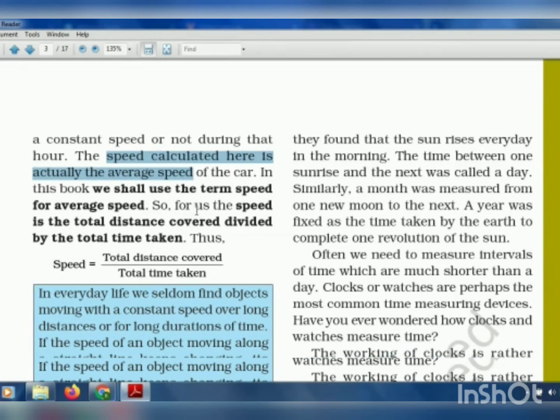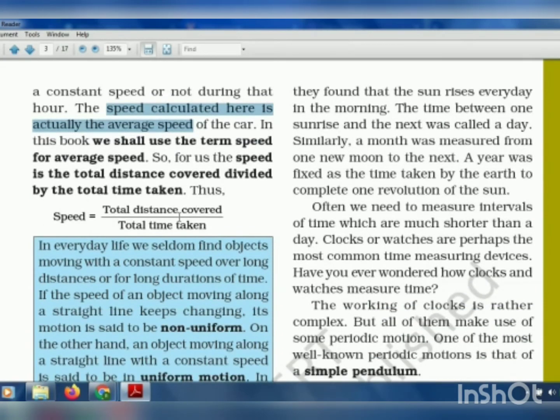So here is the formula given to you to calculate the speed. Speed can be calculated if you know the total distance covered and how much time it took to cover that much distance. If we know these two things, then we can know the speed of the object. So the formula is: speed is equal to total distance covered divided by total time taken.